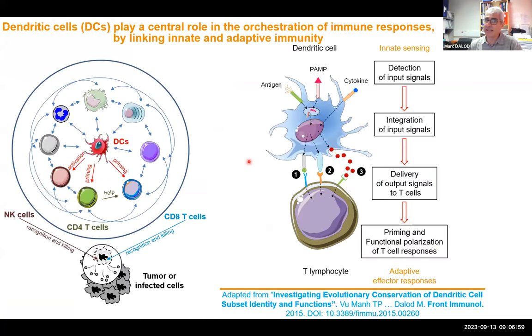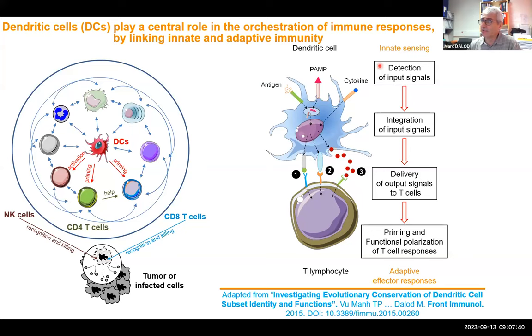And DCs are very good at that because they can link innate immunity and adaptive immunity in different ways. One way is that dendritic cells are able to receive signals from other innate immune cells, macrophages, neutrophils, plasmacytoid DCs, or other cells. And they can integrate these signals to deliver activation signals to natural killer cells and to CD4 T cells and CD8 T cells. And these effector cells are very important, for example, for anti-tumor immunity or for defenses against viral infection.